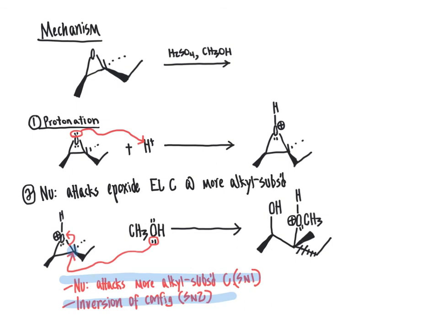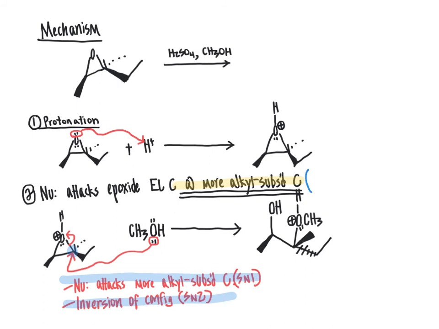And I'm putting this down specifically because this is super important since it is specific to the acidic conditions. When we jump into reactions in basic conditions, we're going to see the regioselectivity is different, that the attack is not at the more alkyl substituted carbon, but instead it's at the less alkyl substituted carbon.